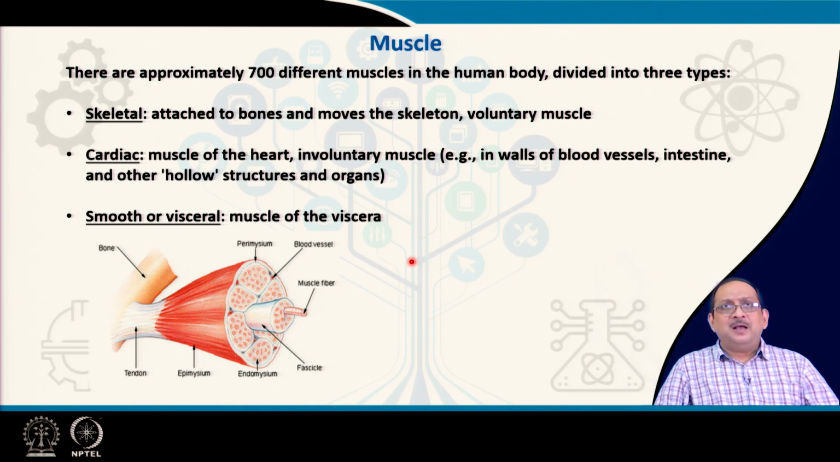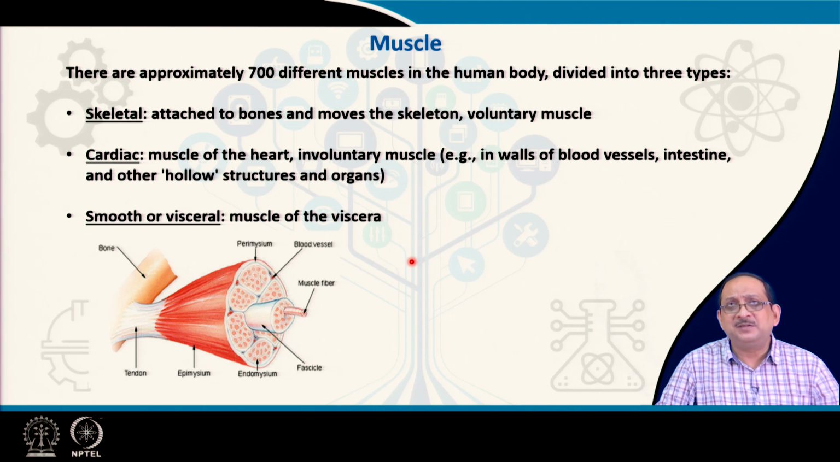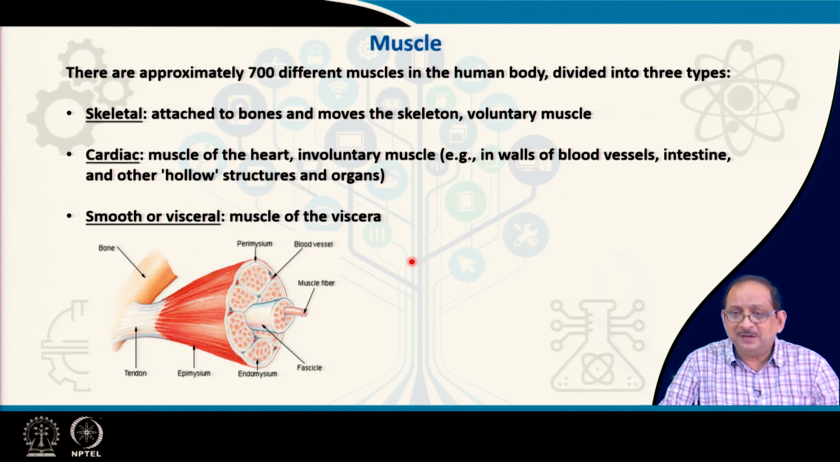There are actually 700 different muscles in the human body, which can be classified into 3 types. So, the muscles can be actually 3 types: skeletal muscles, cardiac muscles, and smooth or visceral muscles. The skeletal muscles are attached to bones and they are responsible for movement of the skeleton, and they are designated as voluntary muscles.